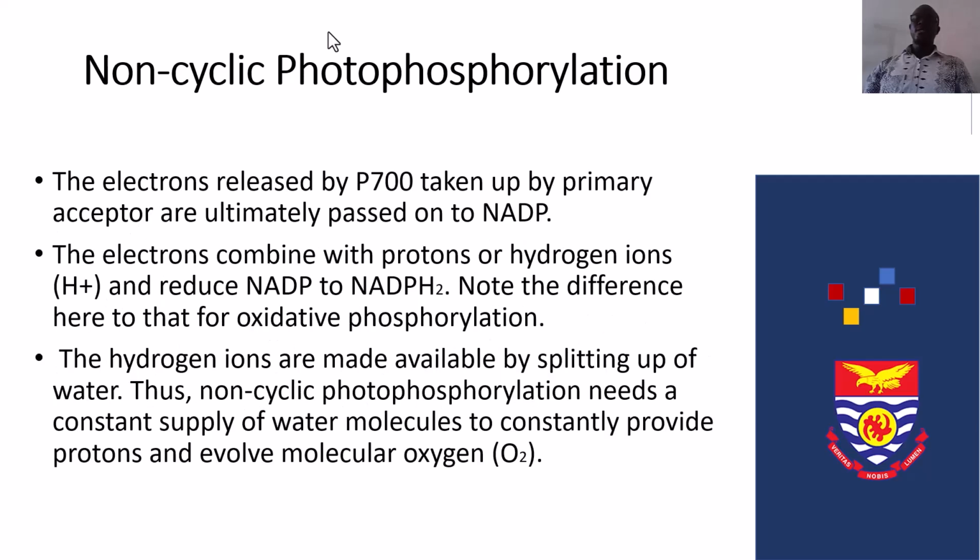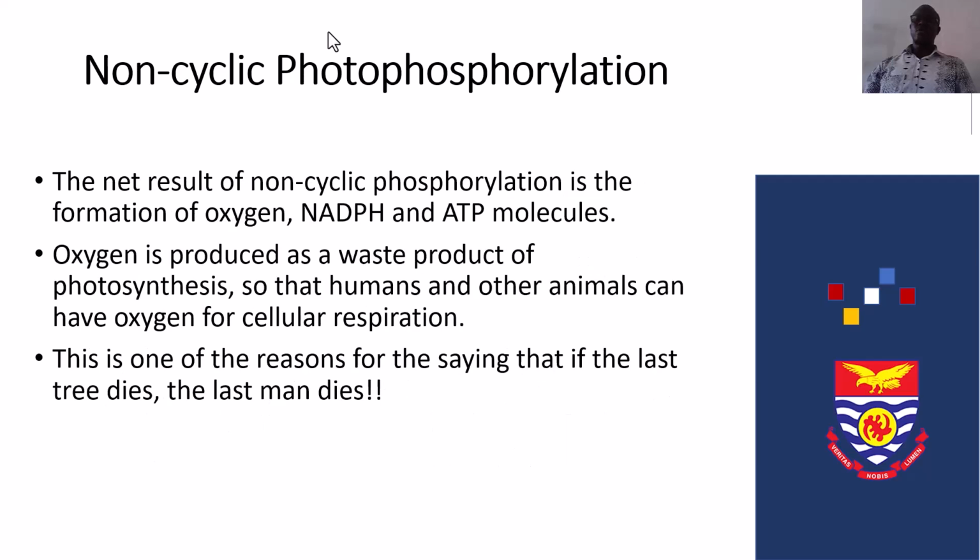The electrons released by P700 and taken up by the primary acceptor are ultimately passed to NADP. The electrons combine with protons or hydrogen ions and reduce NADP to NADPH2. Note the difference here to that for oxidative phosphorylation. The hydrogen ions are made available by the splitting up of water. Thus, non-cyclic photophosphorylation needs a constant supply of water molecules to constantly provide protons and evolve molecular oxygen. The net result of non-cyclic phosphorylation is the formation of oxygen, NADPH, and ATP molecules.